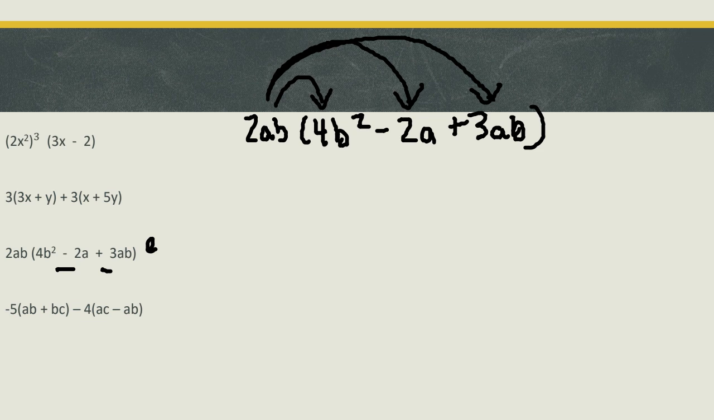So my first arrow is here. It's going to be 2ab times 4b squared. So you know what, let's write it all out. It's going to be really messy, but let's write it all out. So I have 2a, oh my goodness, off to a great start here.